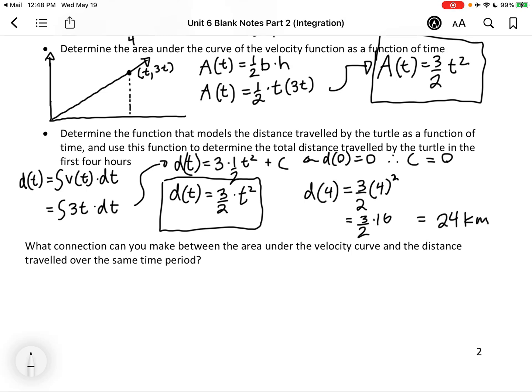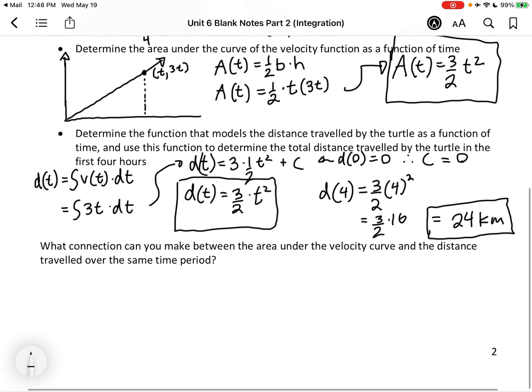And that, of course, is the same as the area that we got under the curve from t equals 0 to t equals 4, which isn't surprising because, again, the area and the distance have the exact same function. Okay, so now we're going to kind of connect this up. What connection can we make between the area under the curve of velocity and the distance traveled over the same period? Well, firstly, this is the biggest one. A of t equals d of t.